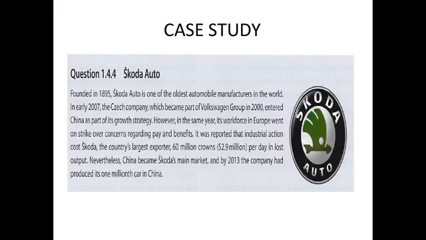Now, Skoda Auto, founded in 1895, is one of the oldest automobile manufacturers in the world. In early 2007, the Czech company, which became part of Volkswagen Group in 2000, entered China as a part of its growth strategy. Okay, so you can make out that there is a company which entered the Chinese market to grow and acquire that particular market.